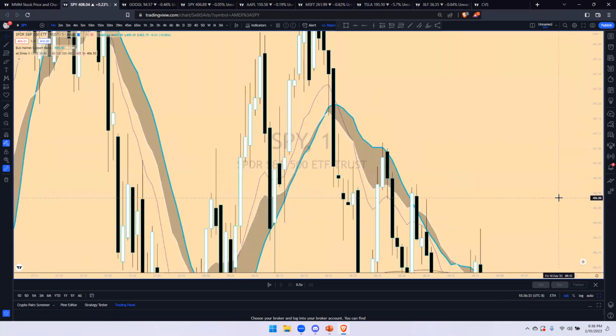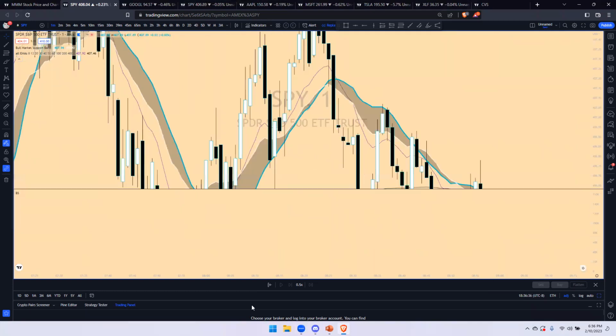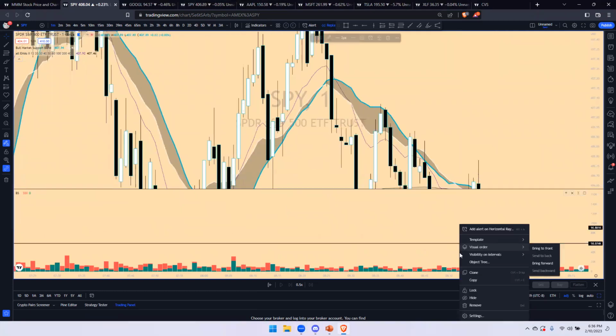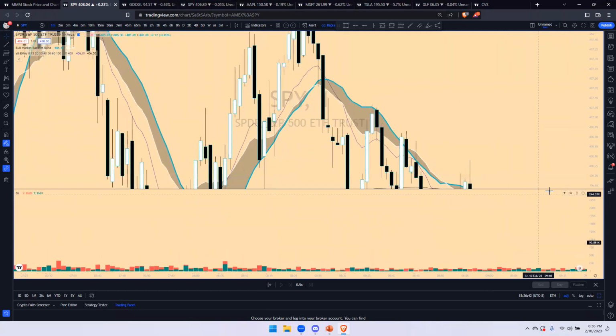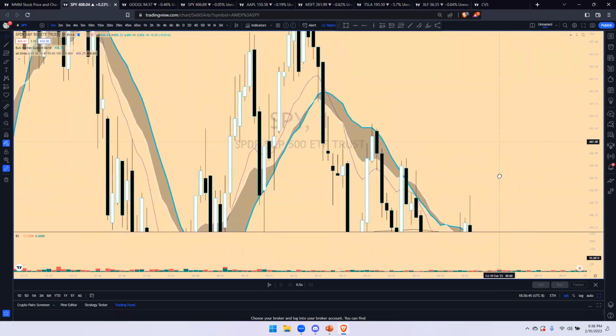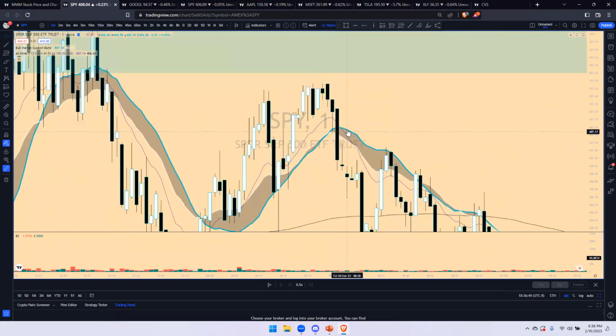What's happening? Oh, it's because I have that line on there. Okay, so for this strategy specifically, I'm using the 20 SMA, the 21 EMA, and the 13 EMA.